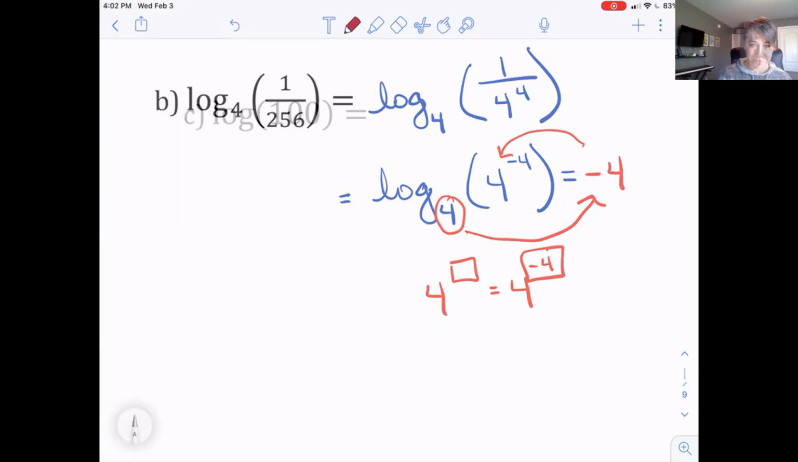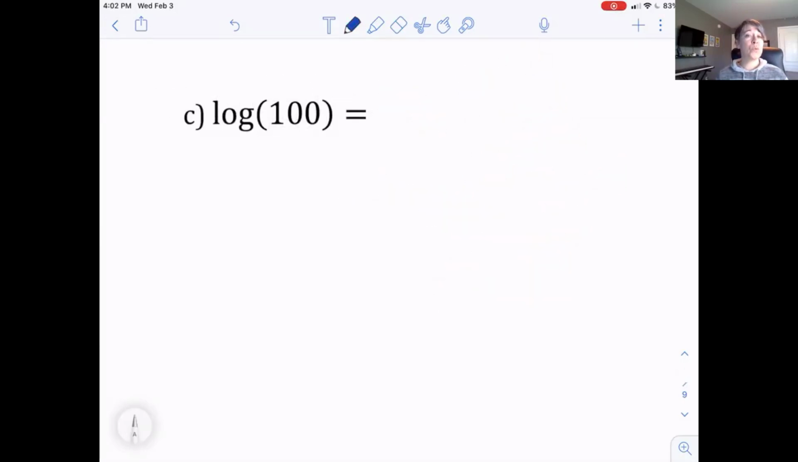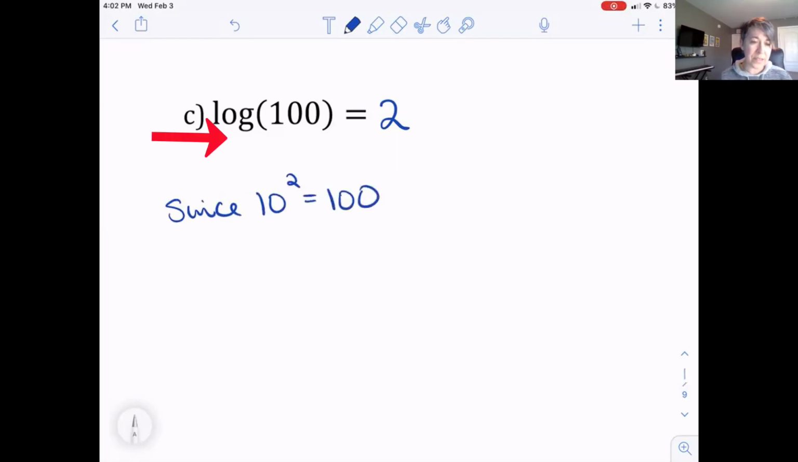Part C, notice we do not have a base that is seen. That means if it has the log, we are using a common log. The common log of 100 is asking us, 10 to what exponent gives us 100? Well, that would be 2, since 10 squared equals 100. So that base there is an understood 10.